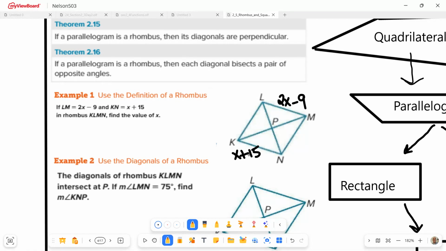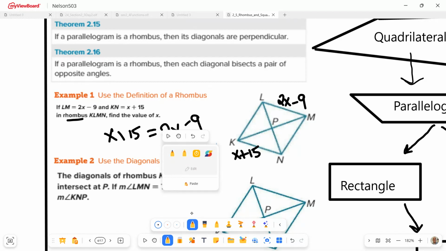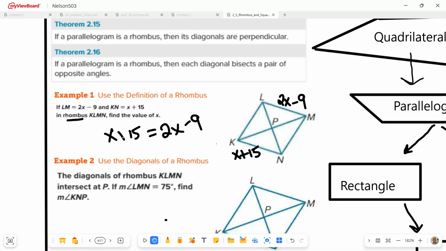And you're going to say, well, what do I know about this shape? It's a rhombus. That means all the sides are equal to each other. So I'm going to set these two equal to each other. x plus 15 is equal to 2x minus 9. And then I'm going to try to solve this equation right here. Oops, I'm missing my little plus sign. And so, you subtract x from both sides.